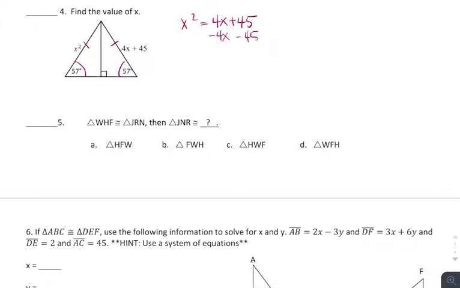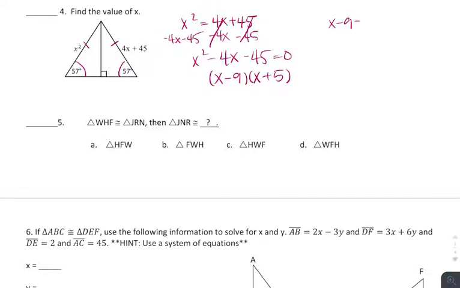So we have to get that right side equal to 0. So x squared minus 4x minus 45 equals 0. Two numbers that multiply to give you negative 45 and add up to give you negative 4. We're going to have x minus 9 and x plus 5. Then we have to set them both equal to 0.